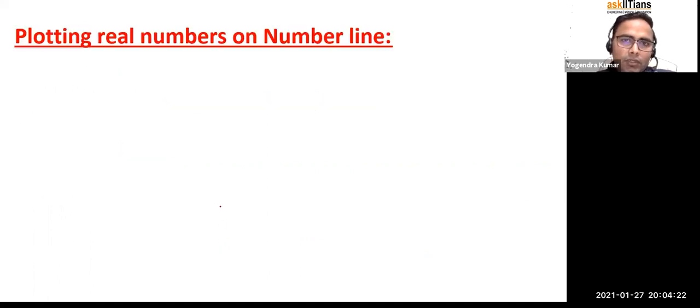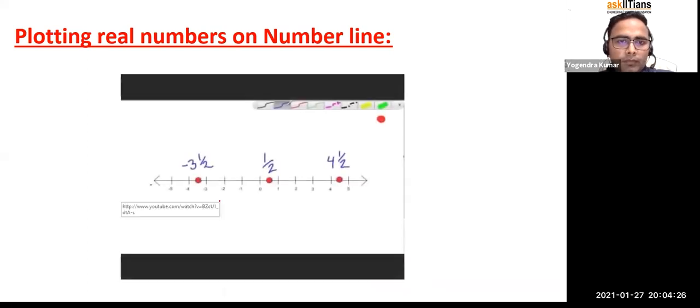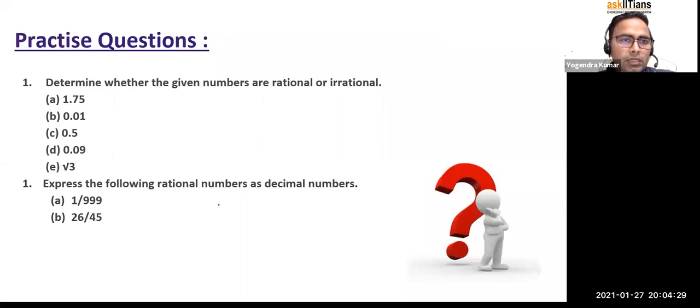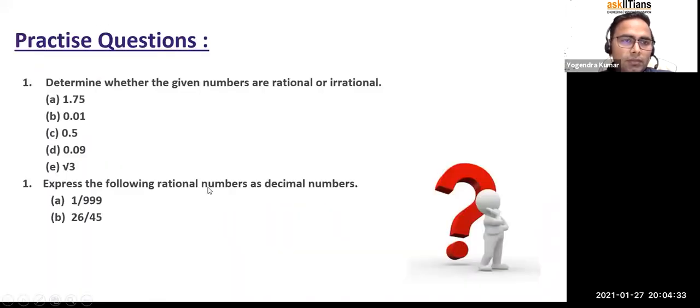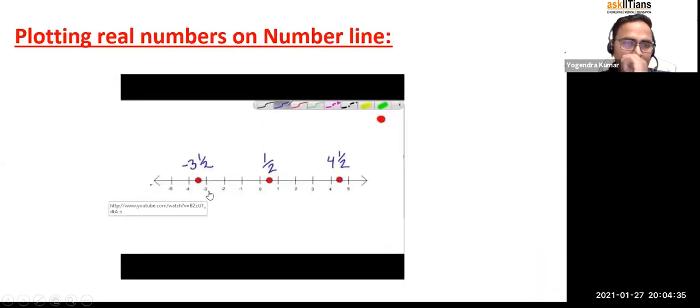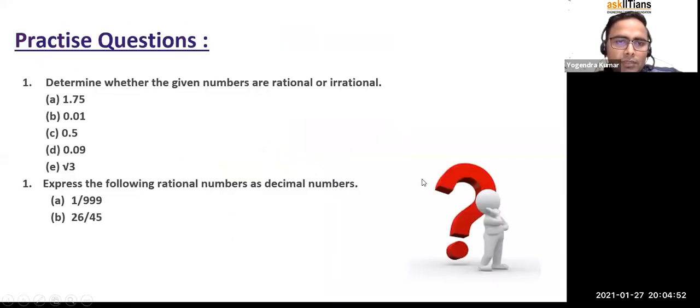Okay, now the next topic is the plotting of the numbers. Plotting of real numbers on the number line. We need to understand how we plot the real numbers on the number line. I believe this is pretty easy.